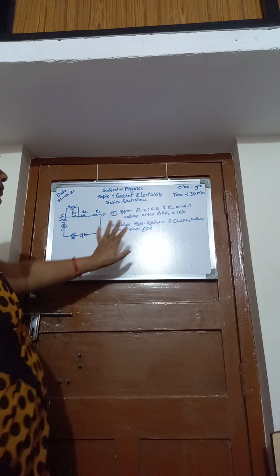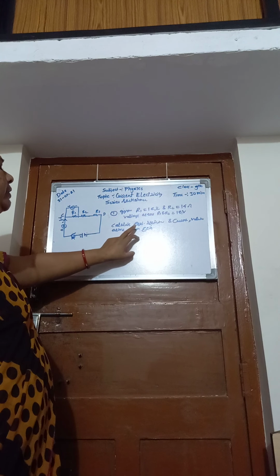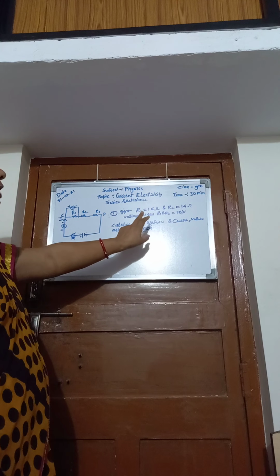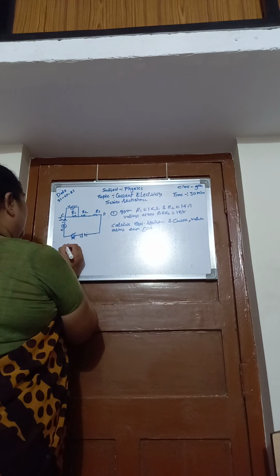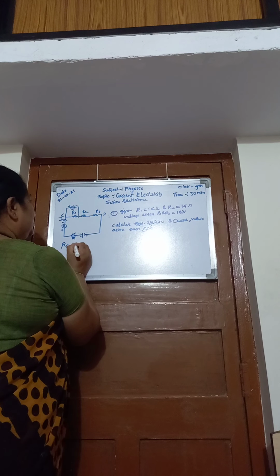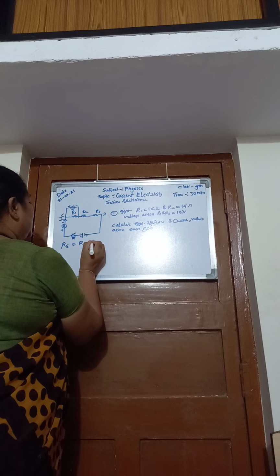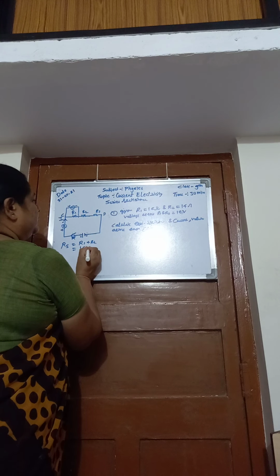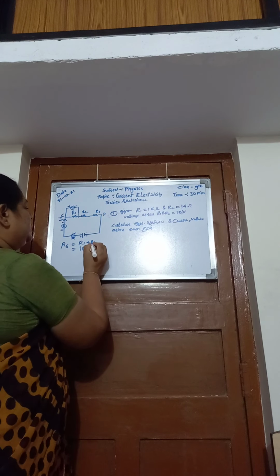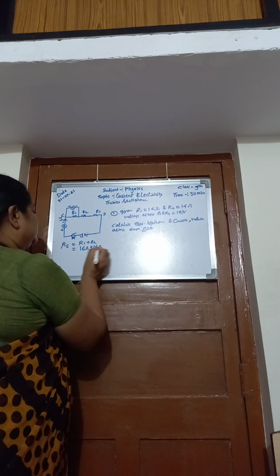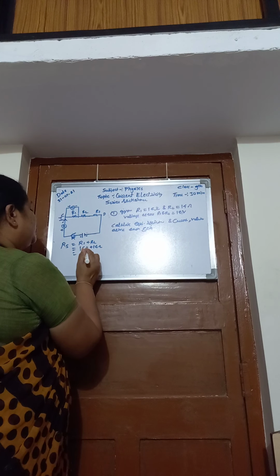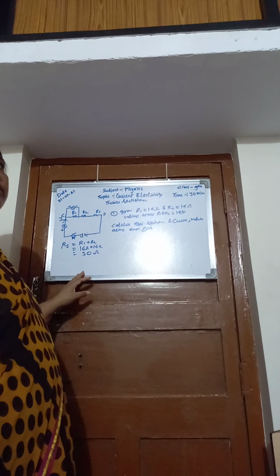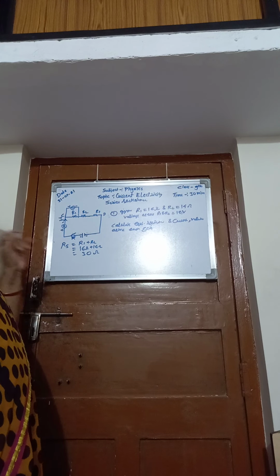Okay. First step, we can calculate equivalent resistance. These resistances are connected in series. Then what is formula to calculate equivalent resistance? Rs is equal to R1 plus R2. What is the value of R1? 16 ohm. And R2 is equal to 14 ohm. Calculate it. 16 plus 14, 30 ohm. Got it up to this? Equivalent resistance is 30 ohm.